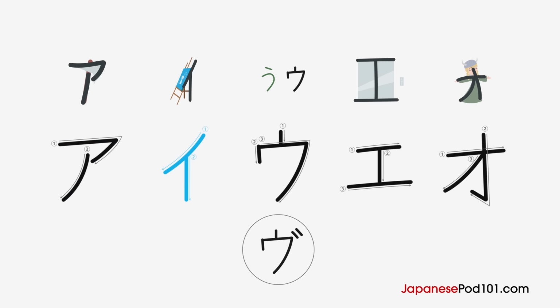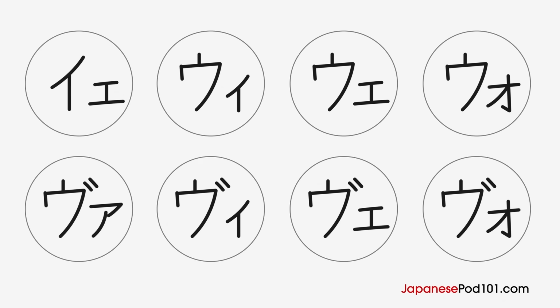A, i, u, e, o. Here are the new digraphs as well. Ye, wi, we, wo, va, vi, ve, vo.